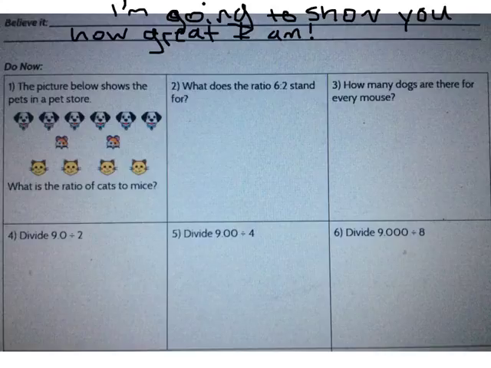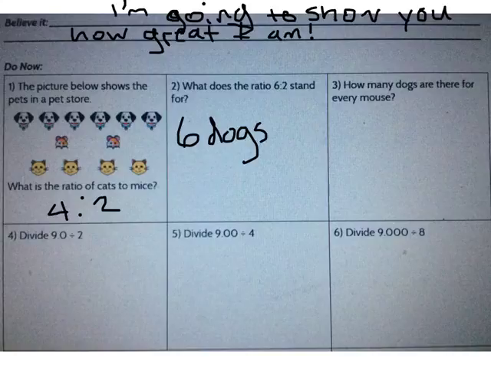The picture below shows the pets in a pet store. What is the ratio of cats to mice? Well, there are 4 cats to 2 mice. What does the ratio 6 to 2 stand for? There are 6 dogs for every 2 mice.